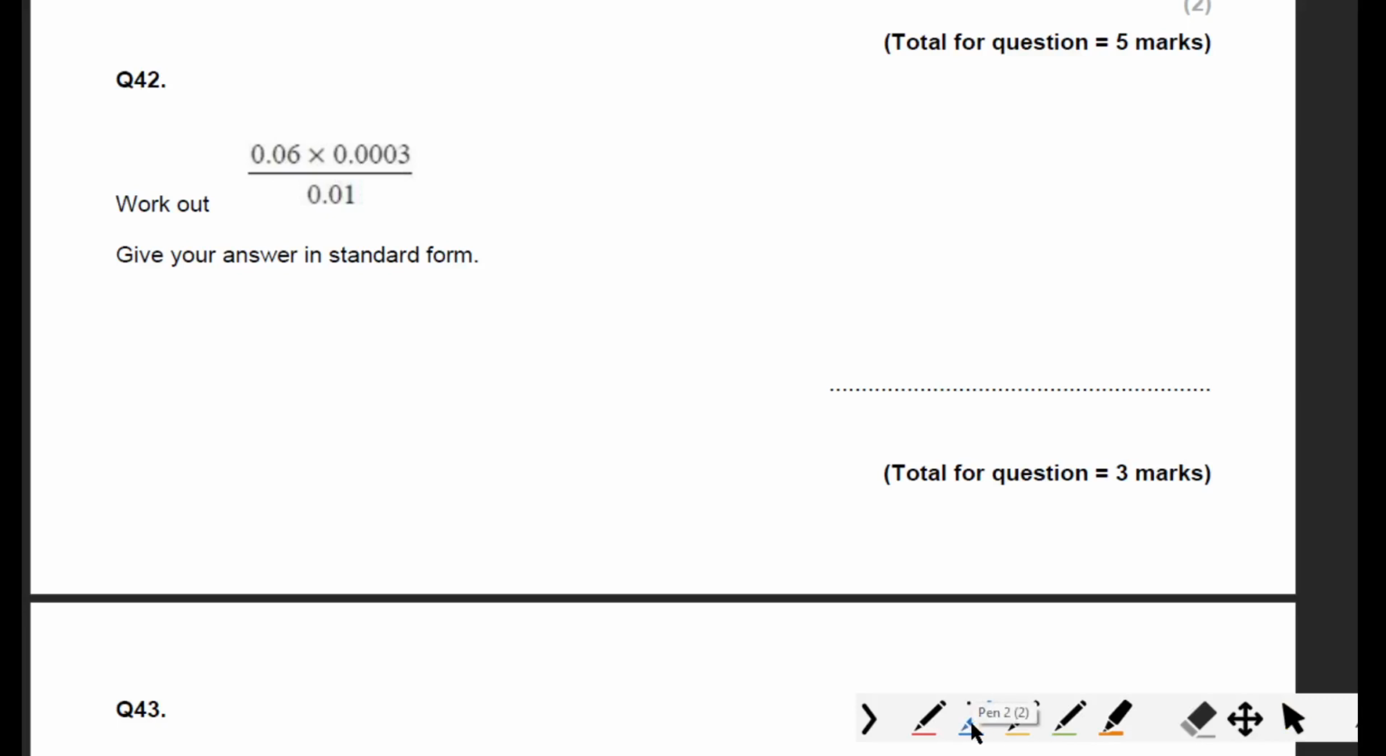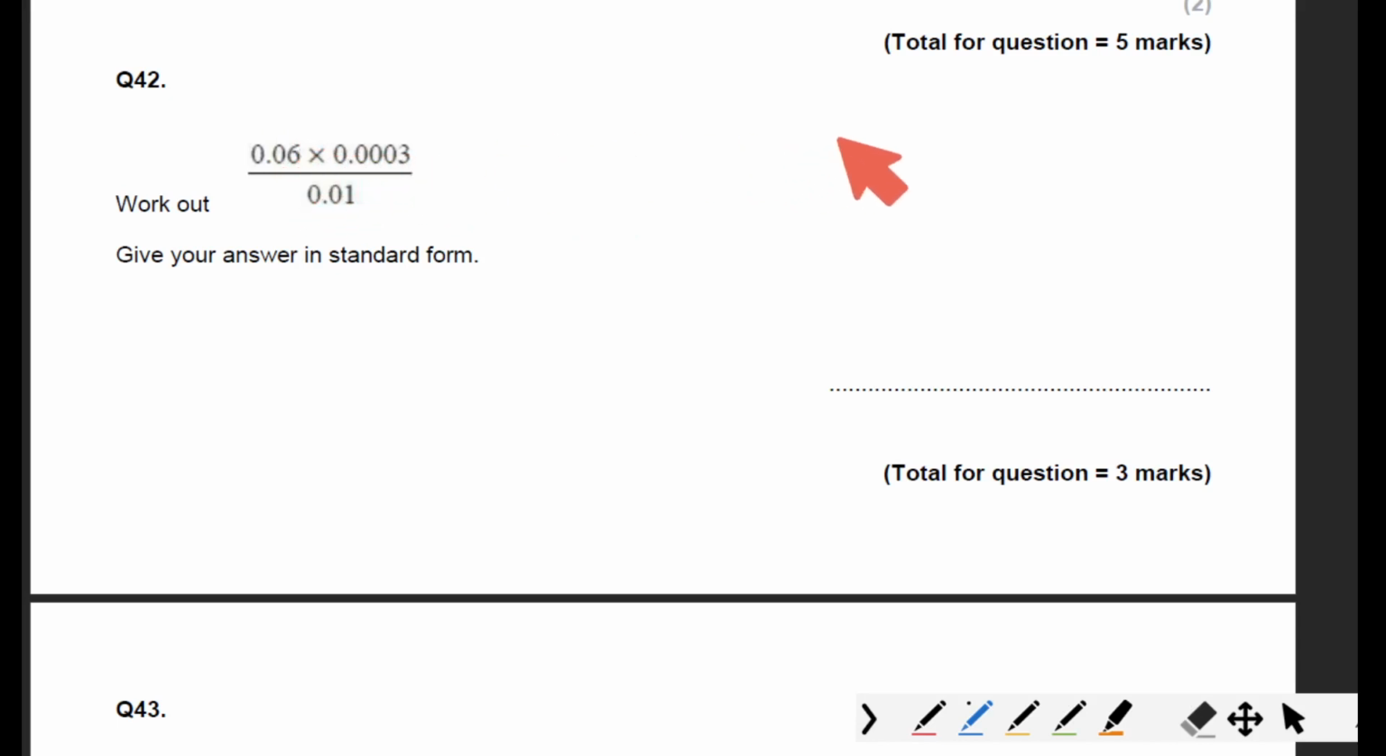Right, with question 42, they want this in standard form. At this moment, I'm not exactly sure if this is a non-calculator question or a calculator question in this booklet. I'm going to try a quick way, the quick way I know, to get this answer in standard form without a calculator. Just multiply the numerators together, ignoring the zeros.